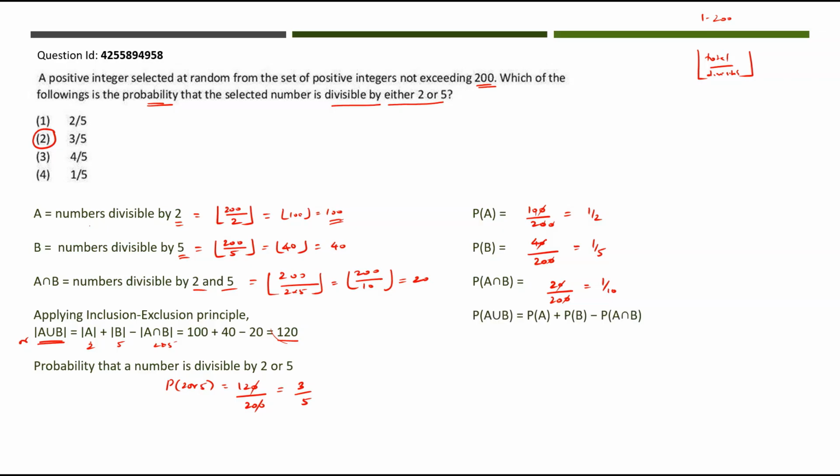Now you have to apply this in probability of A union B, which is 2 or 5. So this is for 2, this is for 5 and this is for 2 and 5. 1 by 2 plus 1 by 5 minus 1 by 10. When you take LCM, it is 5 plus 2 minus 1 divided by 10. 5 plus 2 is 7, 7 minus 1 is 6. This will give a value of 6 divided by 10. 2 3s are 6 and 2 5s are 10. You are getting 3 by 5 in this way also.